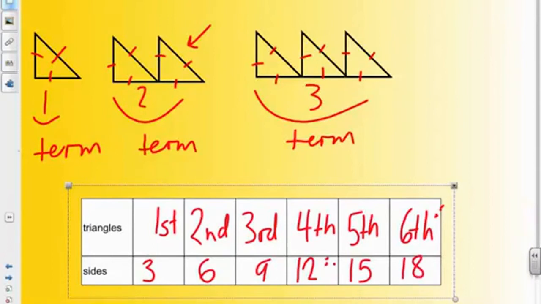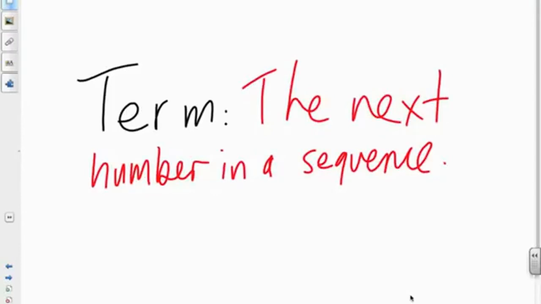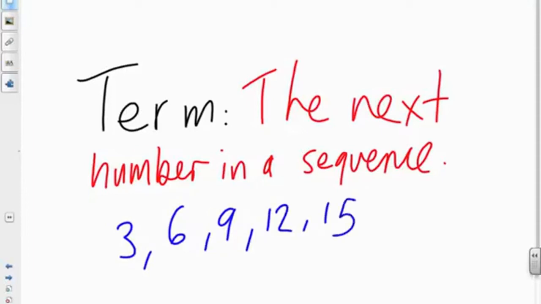It's probably a good idea to talk about the word term here. We're not talking about a school term, guys. When we're talking about terms and patterns, we're talking about the next number in a sequence. The first term might be 3, the second term 6, the third term 9, the fourth term 12, the fifth term 15, and so on. I wonder what the next term would be.